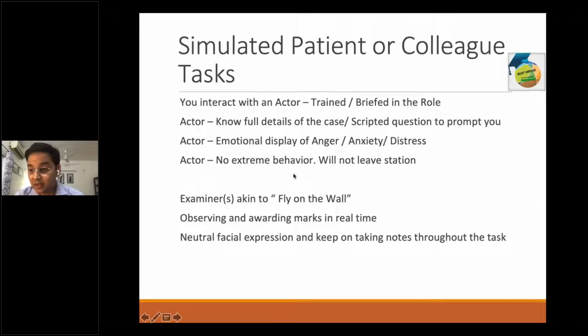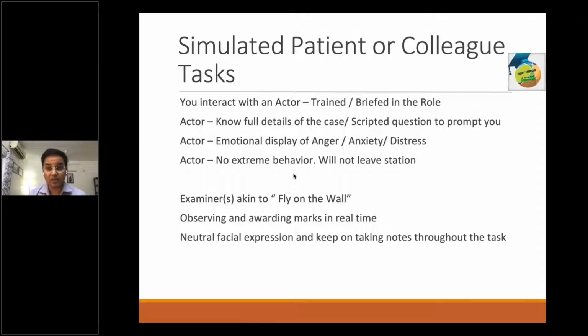In a simulated patient task, candidates interact with an actor or a role player who are trained as well as fully briefed about the role they are going to play. They have full details of the case scenario, and they will ask some scripted questions to prompt you if needed. In some tasks, these role players might show some emotion such as anger, anxiety, distress, or even doubt or lack of confidence in you as a doctor.